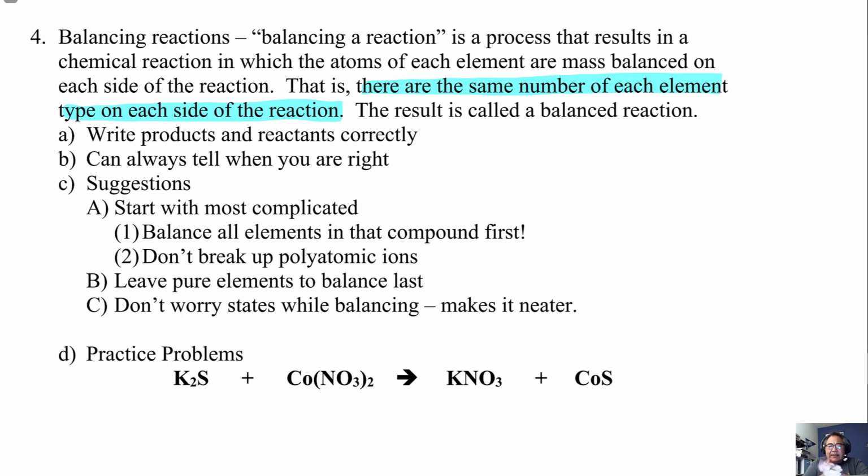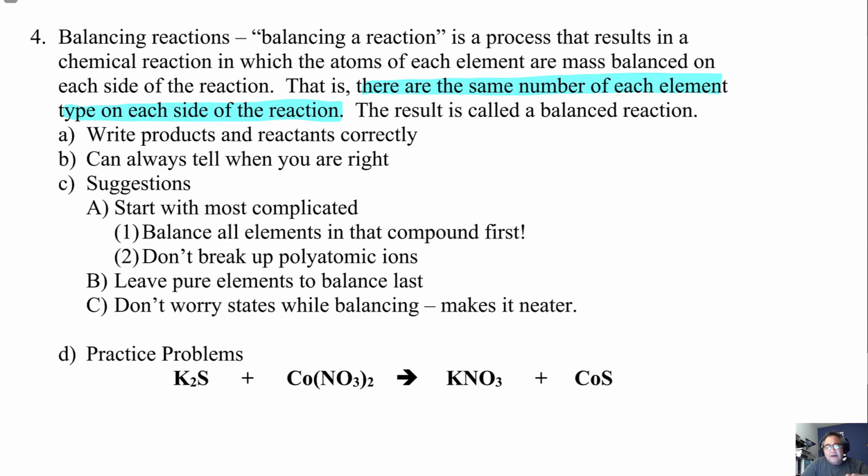Now, there's a lot of ways to go about doing this, and the bottom line is, regardless of how you do it, you should end up with the same answer as anybody else. So it's for that reason why I say it's important that you can check your work. So let's say you do something a little funny and you check your work, you should still be able to tell whether or not the reaction is balanced.